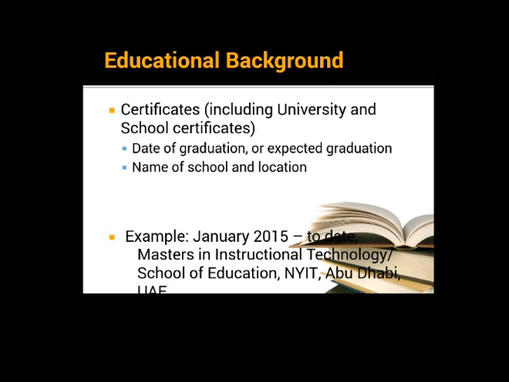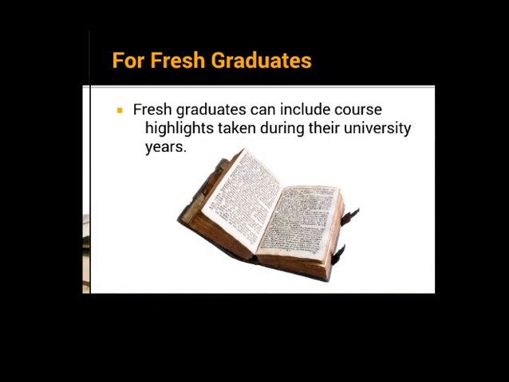I have set a small example here. You would write something like January 2015 if you started this January to date. It means that you are still under this course. Mention the name of the course you are taking, Masters in Instructional Technology, under which school, which is School of Education, the name of the university, and the city you're studying in.